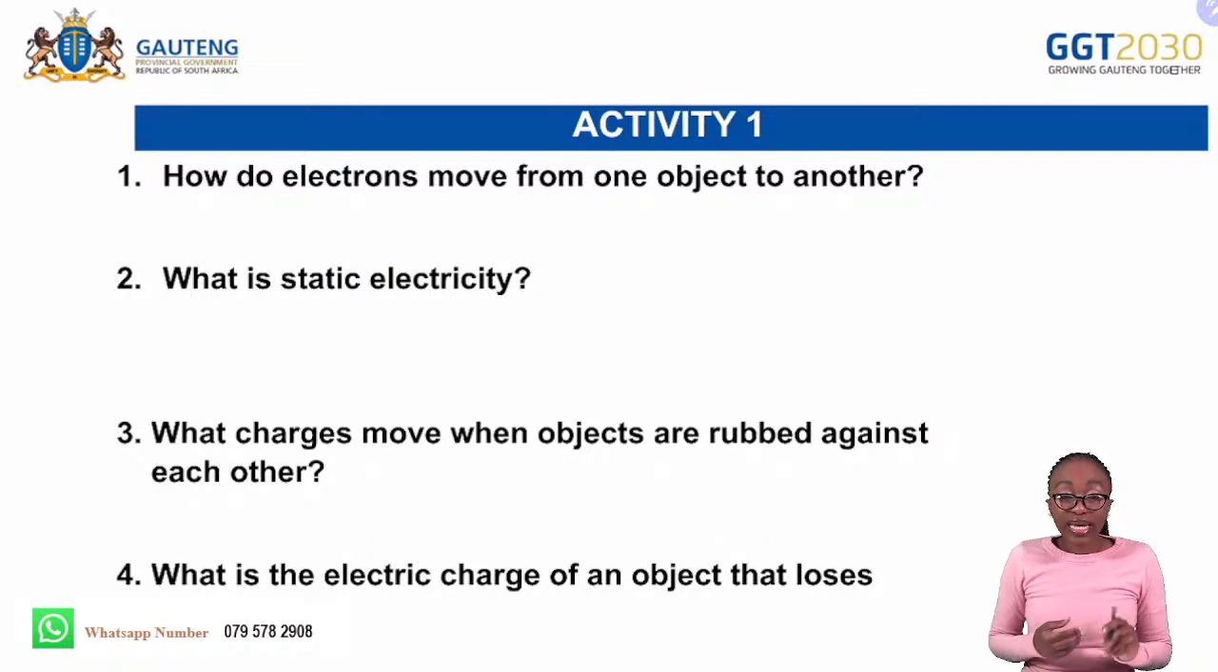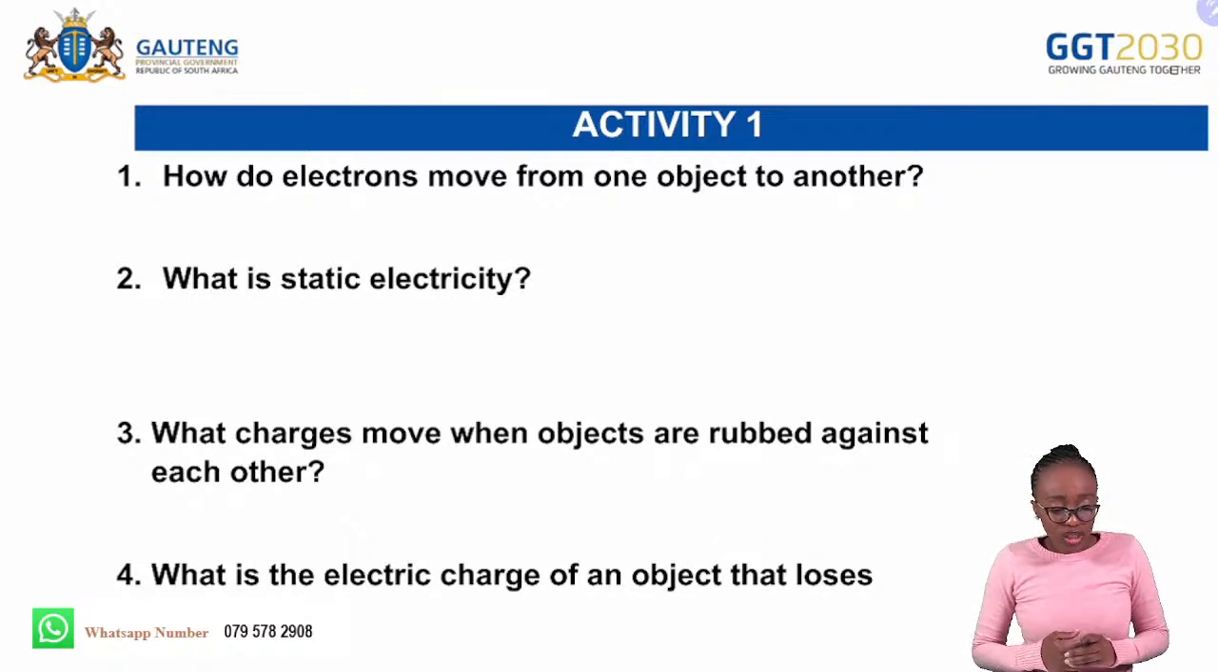All right, so let's look at this activity. I've got an activity for you, activity 1. The first question is, how do electrons move from one object to another? What is static electricity? What charges move when objects are rubbed against each other? What is the electric charge of an object that loses electrons?